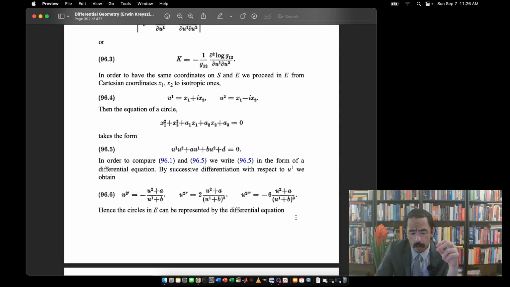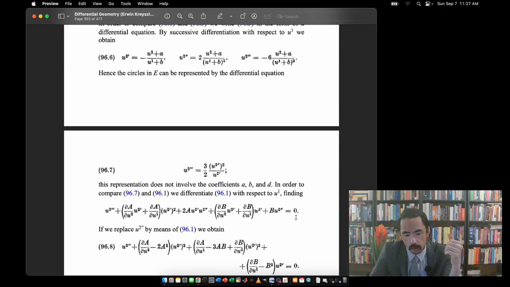In order to compare the earlier relation 96.1 and 96.5, which is above, we write 96.5 in the form of a differential equation. By successive differentiation with respect to u1, we obtain u2 prime is equal to negative of a fraction with a numerator of u2 plus a and a denominator of u1 plus b. u2 double prime is equal to 2 times a fraction with numerator u2 plus a and denominator the square of u1 plus b. And finally, we have u2 triple prime is equal to -6 times a fraction with a numerator of u2 plus a and a denominator which is the quantity u1 plus b, closed quantity, cubed.